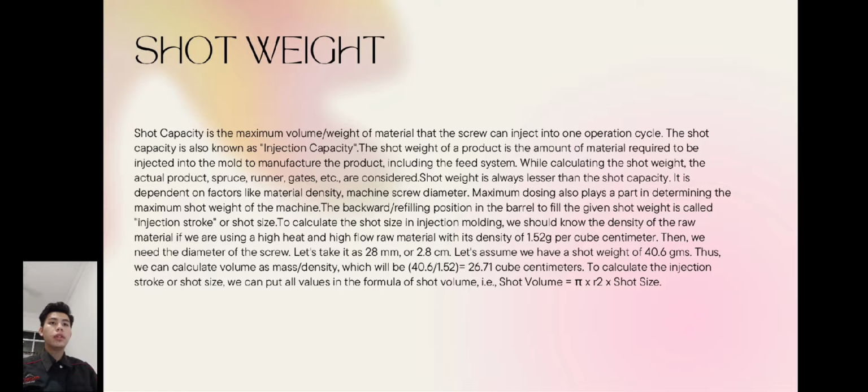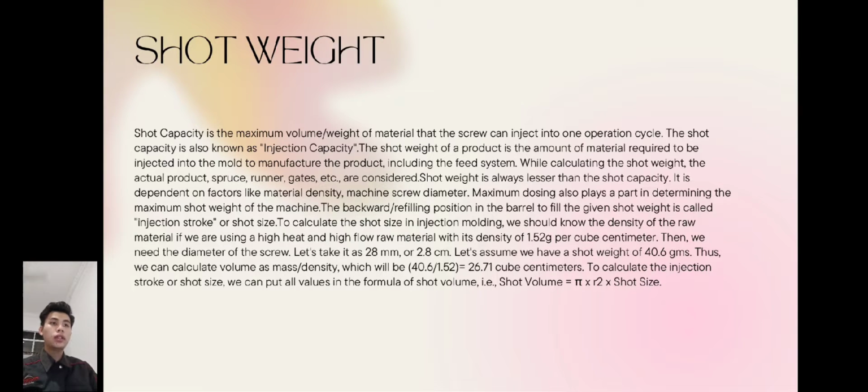Shot capacity is the maximum volume weight of the material that the screw can inject in an operation cycle. The shot capacity is also known as injection capacity. The shot weight of a product is the amount of the material required to be injected into the mold to manufacture the product, including the feed system. Also, while calculating the shot volume, the actual product, spare runner and gates and everything are considered.